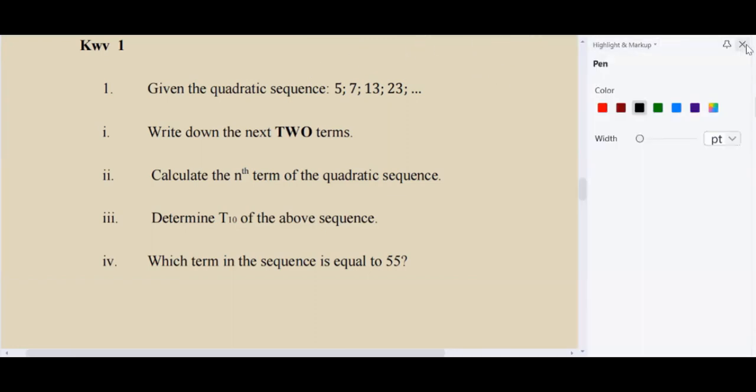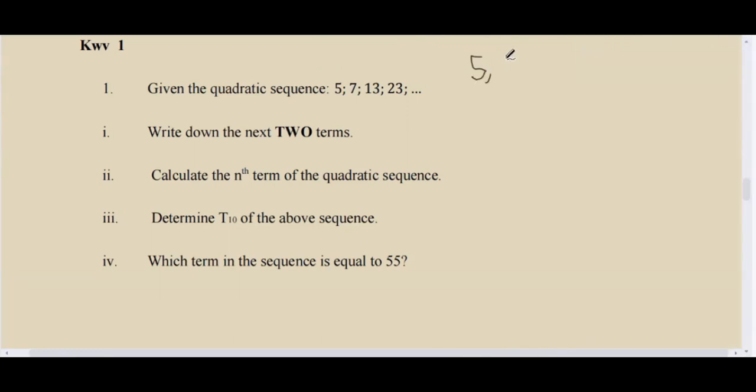So we have this pattern here, which is the quadratic pattern 5, 7, 13, and 23. If we want the difference between the first two terms, we just say 7 minus 5, that's 2. And then we say 13 minus 7, that's 6. We say 23 minus 13, that's 10. So we have our first difference.